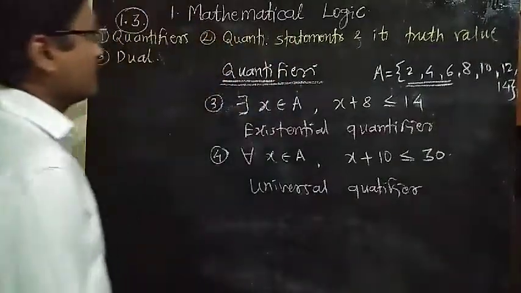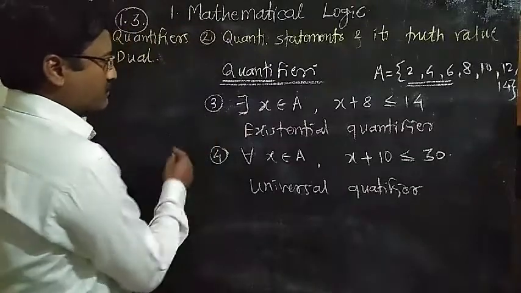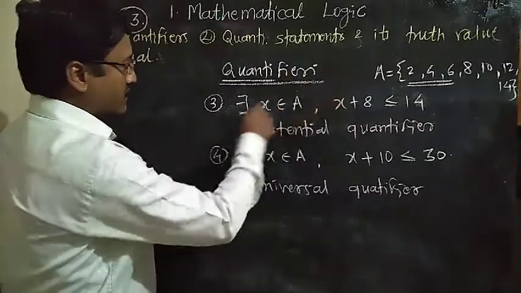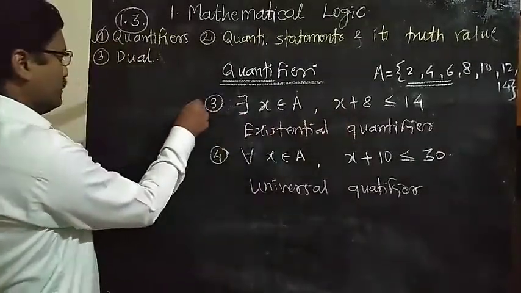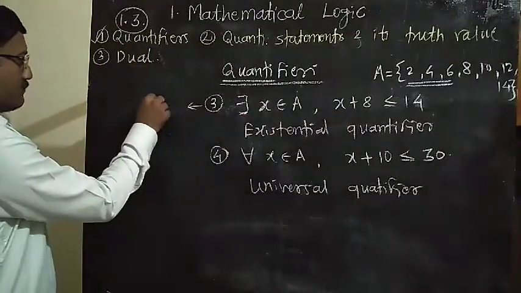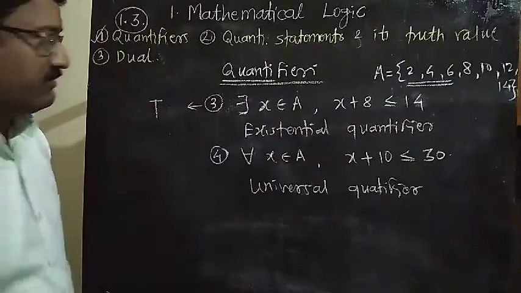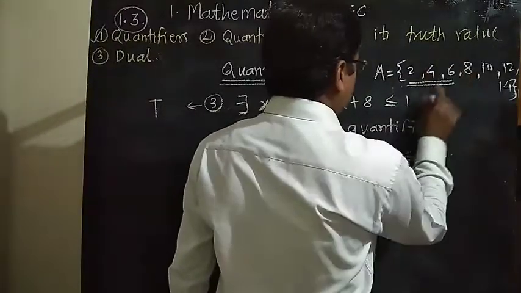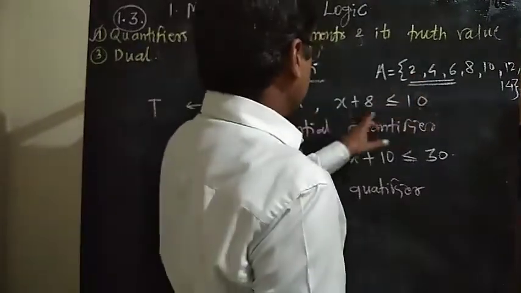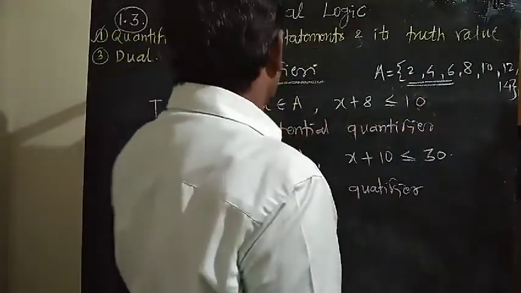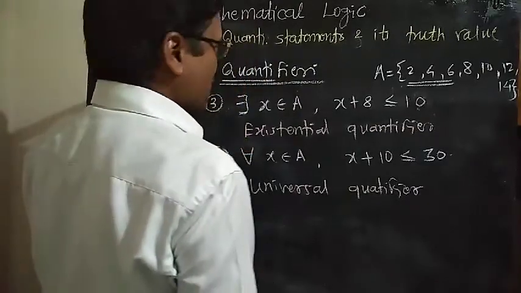Let us see the same example here. Obviously, there exists some x which satisfies this condition. Therefore, this statement is true, so its truth value is T. But if you take 10 instead, then there is the number 2, and 8 plus 2 is 10, which is less than or equal to 10. So there exists such an x, and it will again become true.